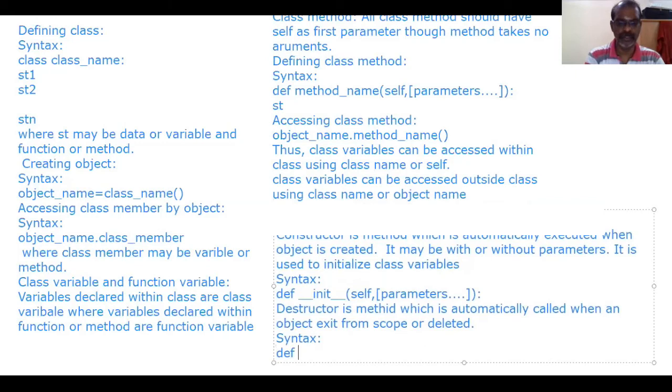As usual, def keyword, double underscore, that should be del. Init means constructor, del means destructor. First parameter should be self. There is no other argument for this. As usual, colon. Constructor may be with or without parameters. For destructor, no need for arguments. That's all. Now I will write one Python program which explains constructor and destructor clearly.